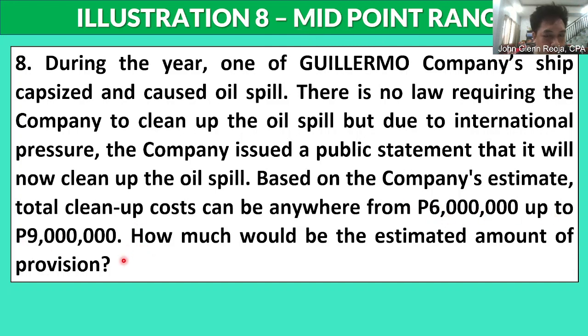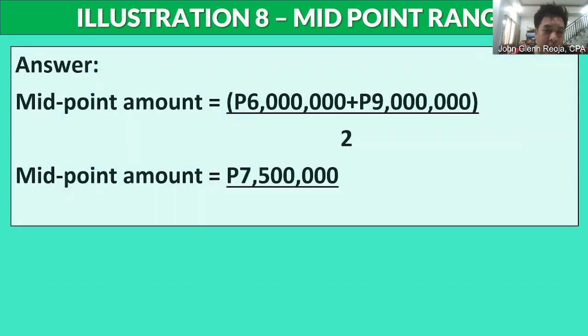So how do we compute for the estimated amount of provision using midpoint range? You just add 6 million, kasi nagre-range daw from 6 million to 9 million. So you need to add 6 million plus 9 million and then divided by 2. So 7.5 is the midpoint range. So you will recognize 7.5 million of provision.